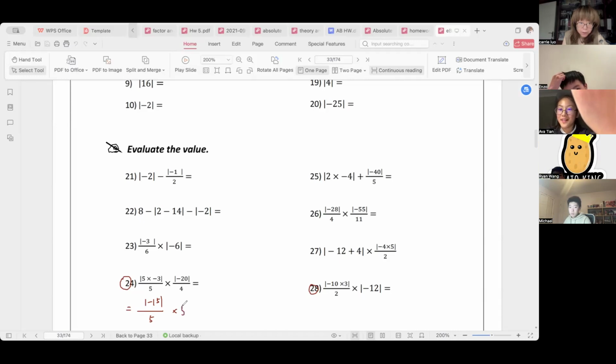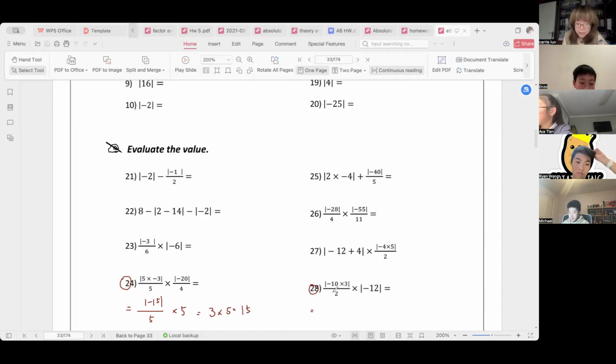5, very good. Okay, so here, negative 15 absolute value divided by 5 equals what? 3, yes, very good. So 3 times 5 equals what? 15. Okay, very good. So next one.